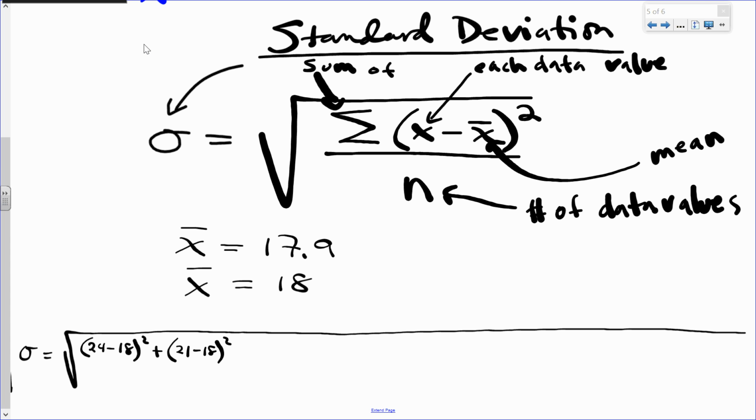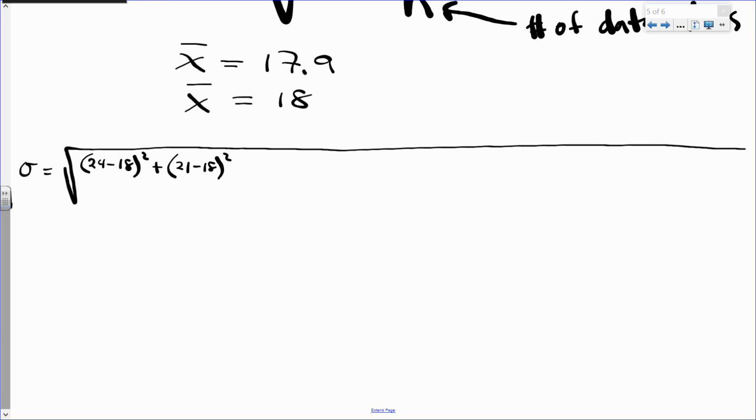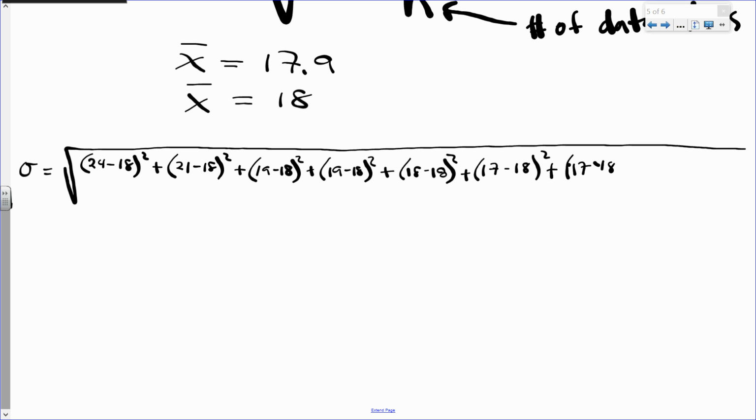Okay, so far so good? Stay with me, guys. Plus, third place. 19 minus 18 squared. Fourth place? 19 minus 18 squared. Fifth? 18 minus 18, squared. Sixth place? 17. So I'm taking every data value and subtracting the mean. Seventh place? 17 minus 18 squared. Eighth place? 15 minus 18 squared. I'm going to barely fit it. And then the last place is 14 minus 18 squared. Whew. Just fit it there.